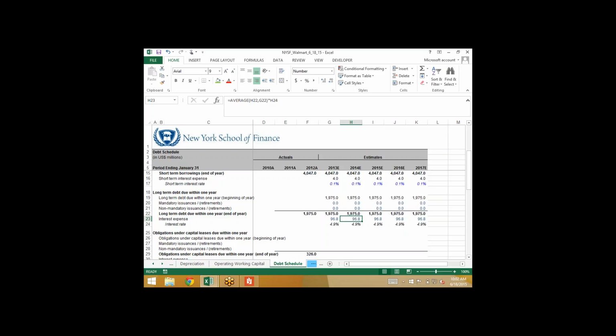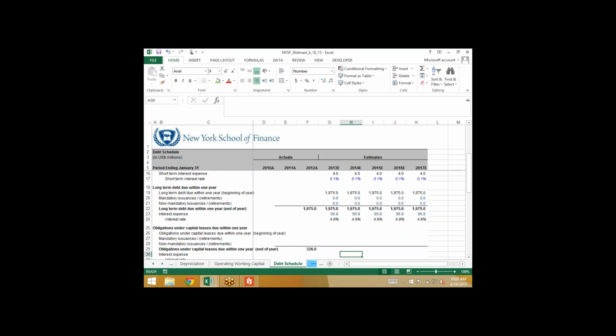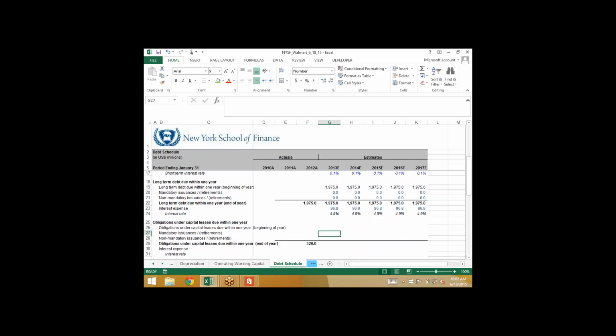You guys okay with that? All right. Next, we'll do the obligations under capital leases. The beginning of the year equals the year before. Mandatory issuances, automatic or 0. Add everything up.